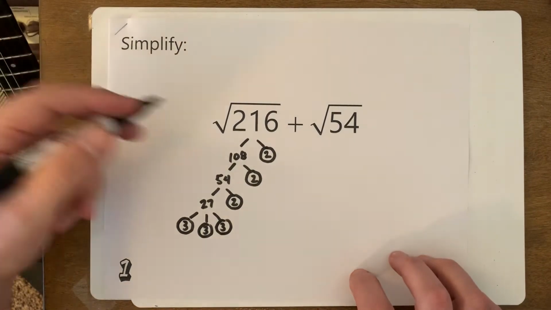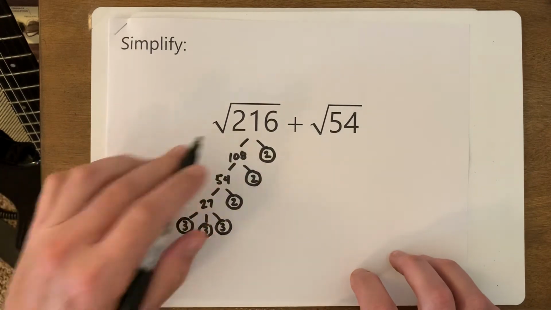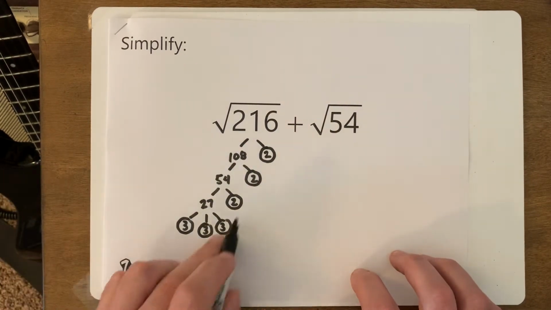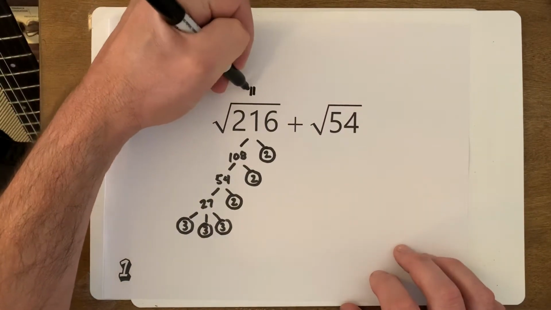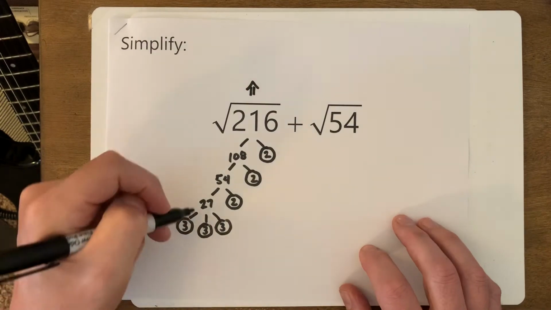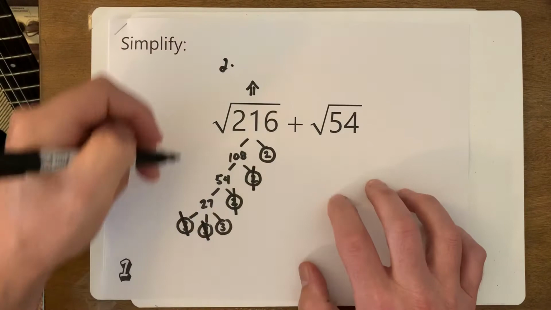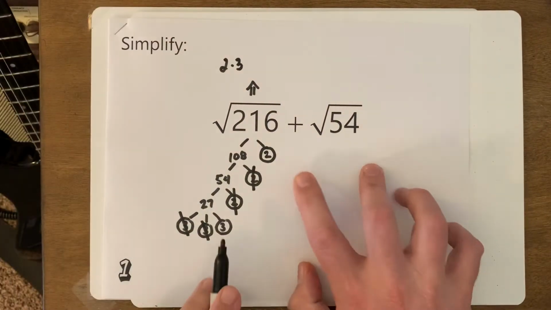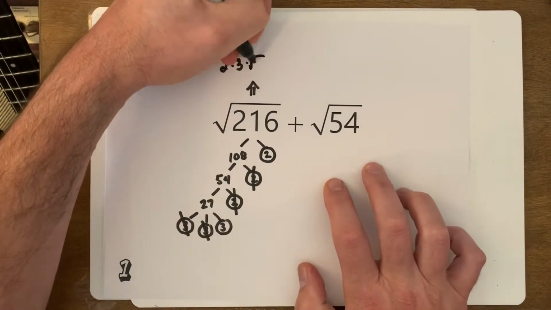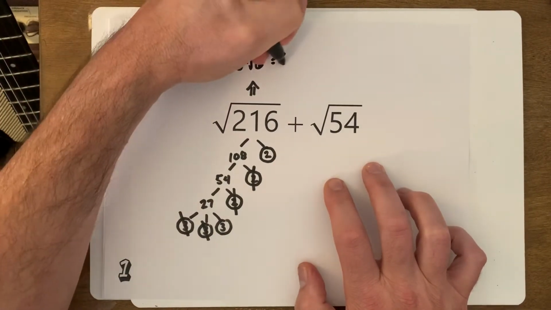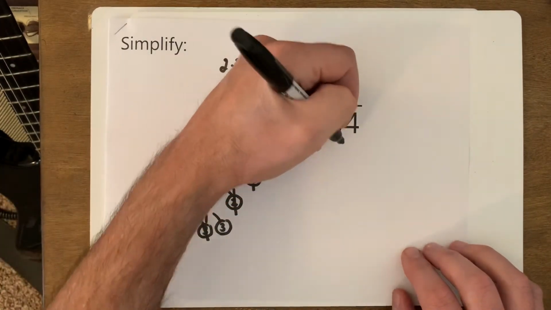All right. So here's what we have for the square root of 216. 3 threes and 3 twos. The square root says a pair of these factors here is worth one on the outside. So to save a little bit of room, I'm going to go up this time a little bit. So I have a pair of twos. I've got a pair of threes. And then I have a 2 and a 3 still left over. And when I multiply those together, that's going to give me 6. So that's really going to be 6 root 6.